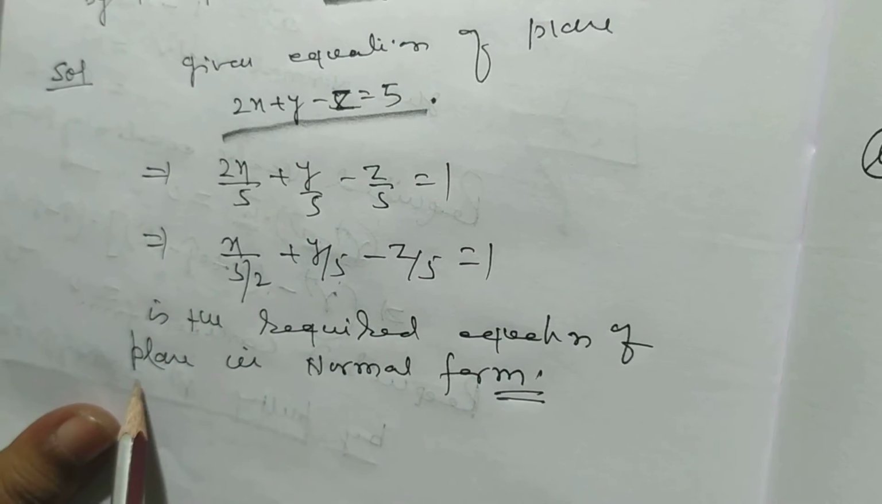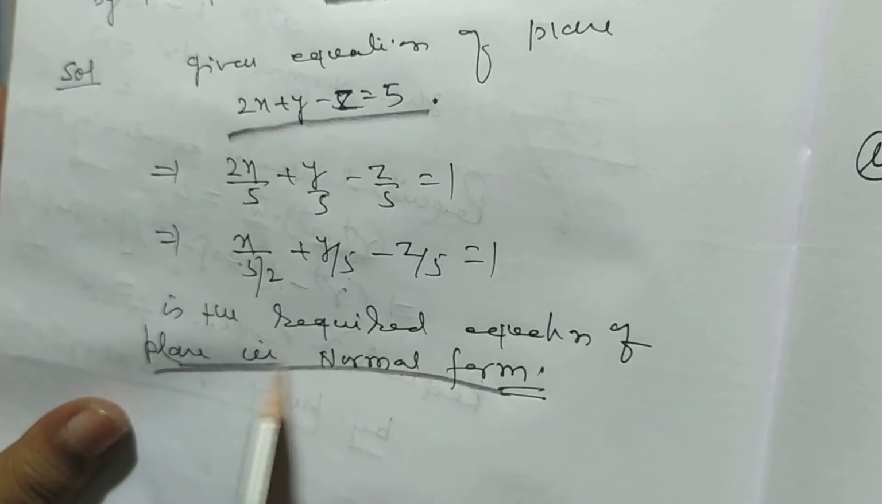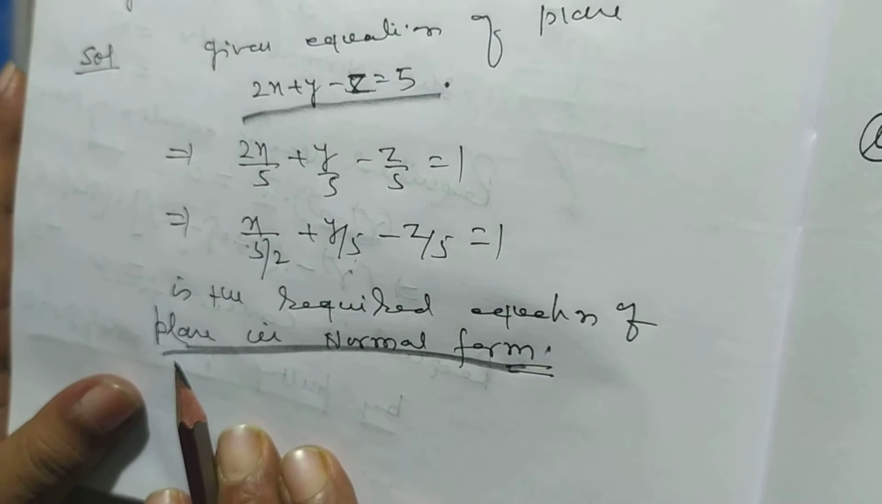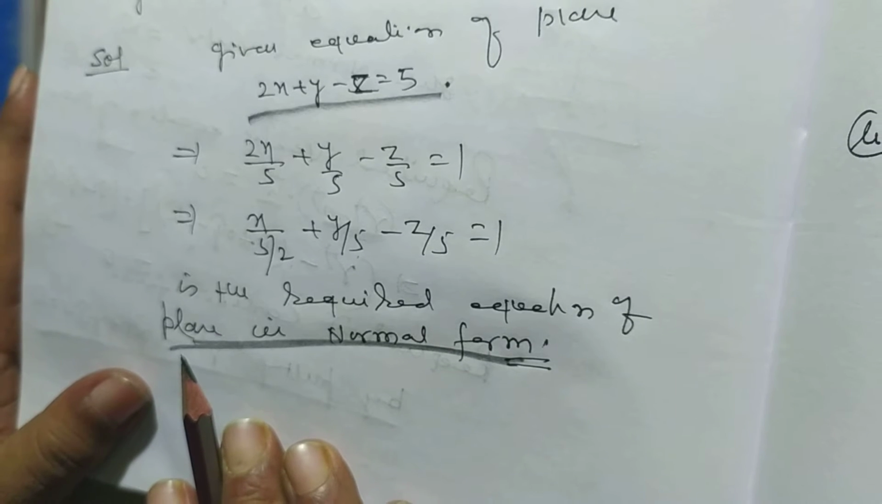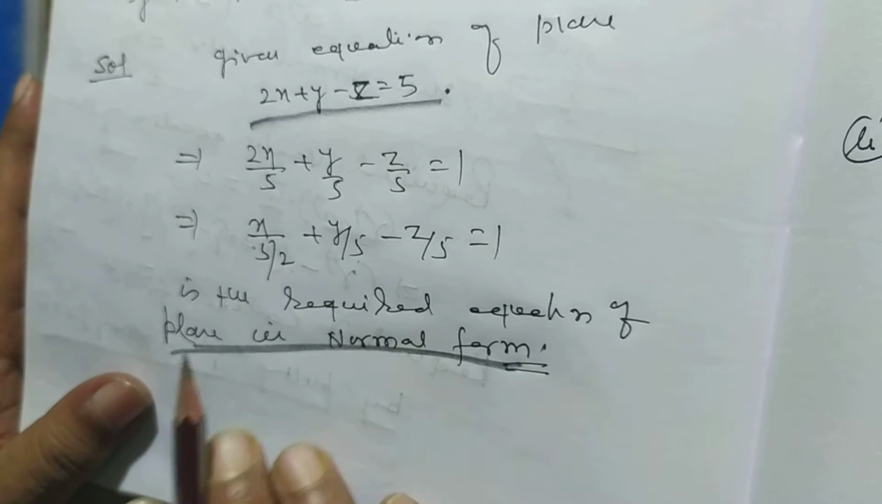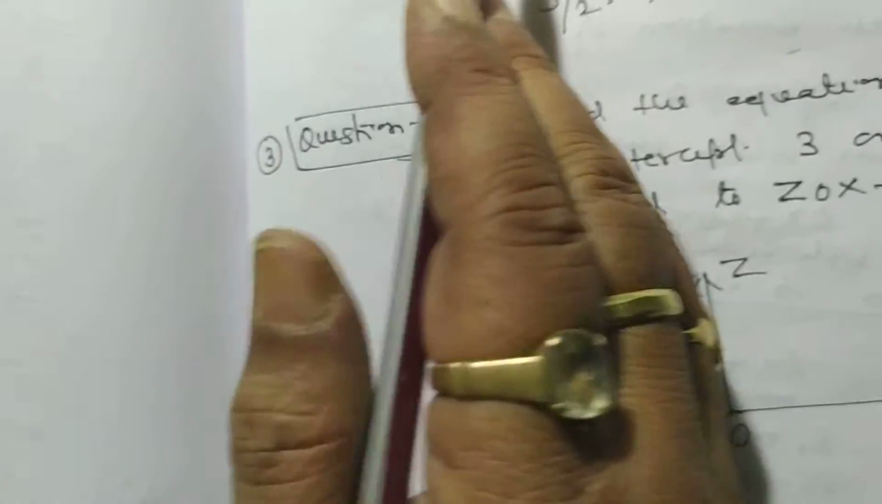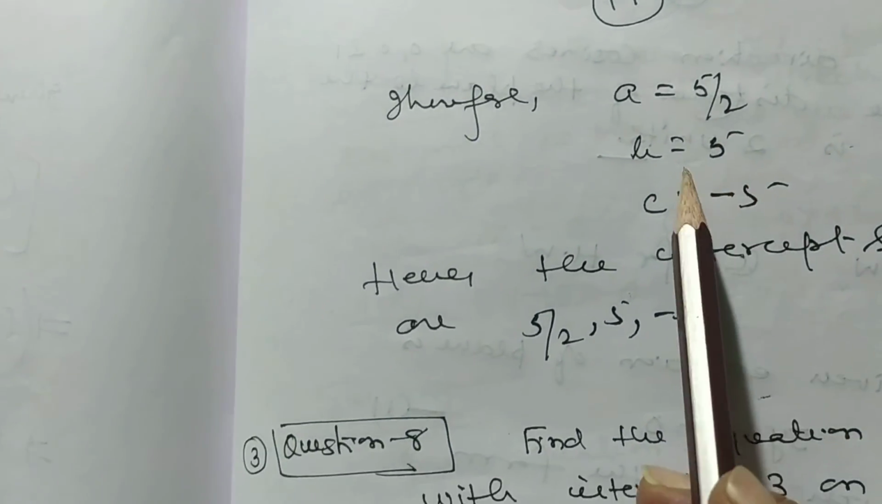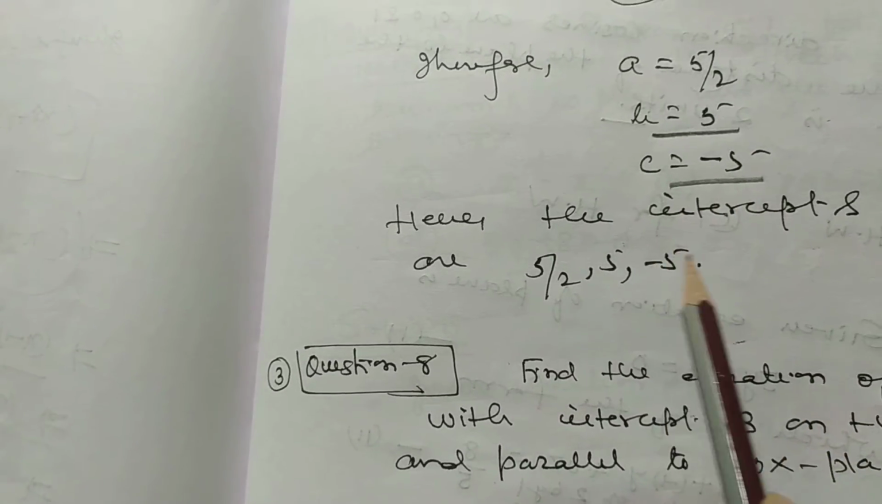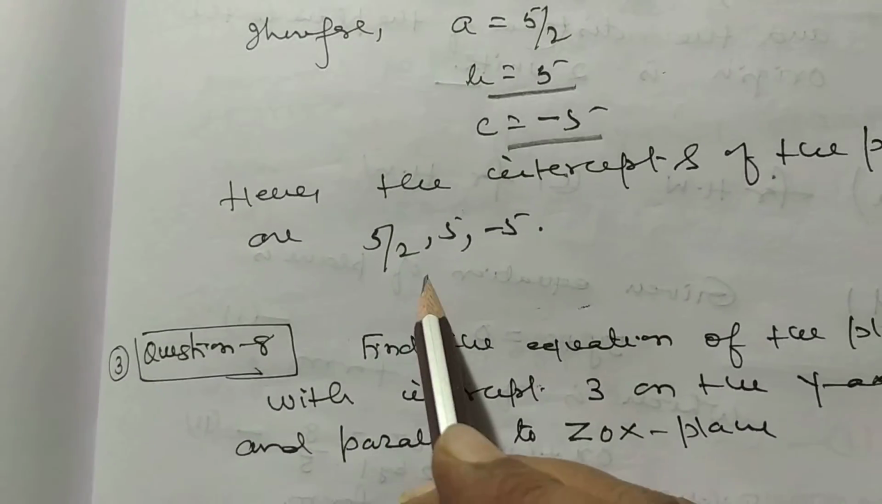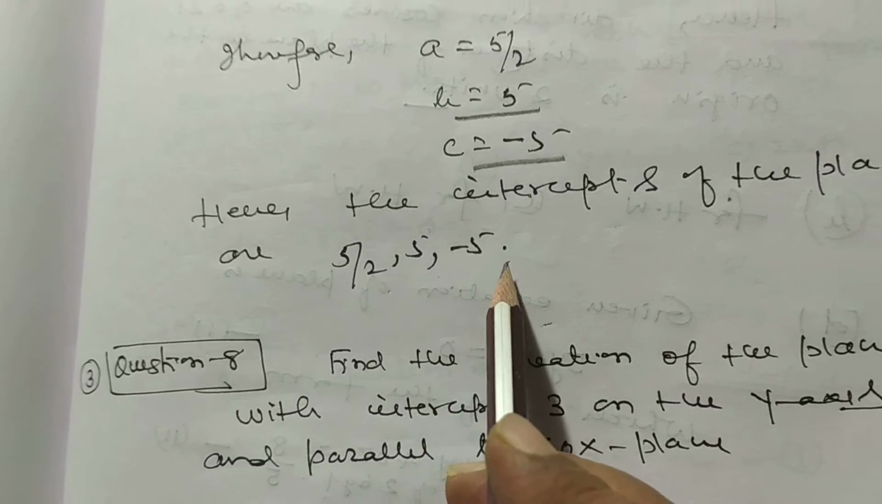This is the required equation of the plane in intercept form. Here the intercept a on the x-axis is 5 by 2, on the y-axis b is equal to 5, and c is equal to minus 5. Hence, the intercepts of the plane are 5 by 2, 5, and minus 5.